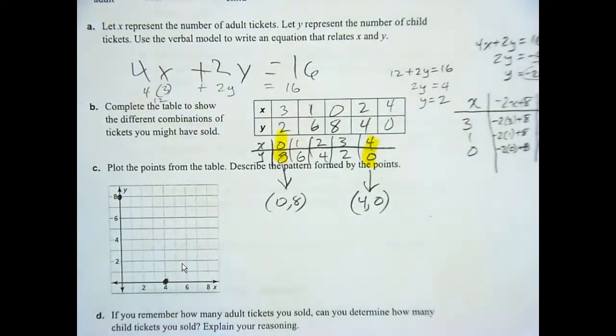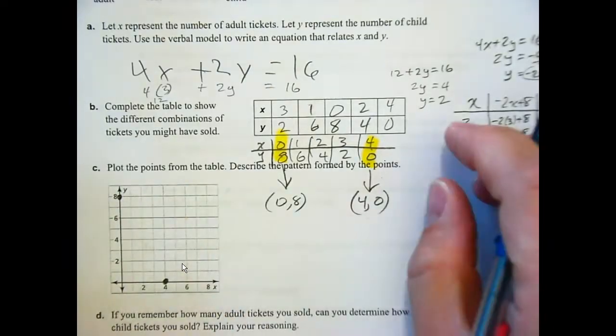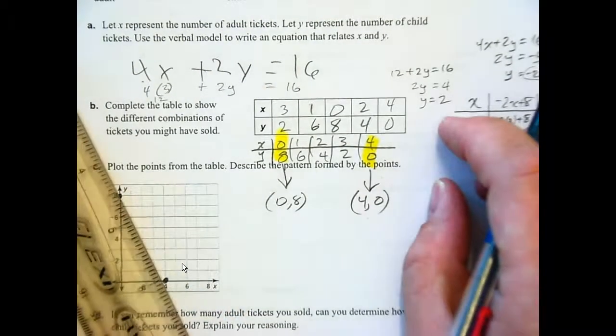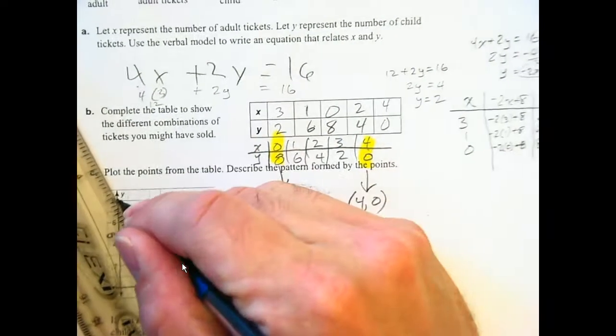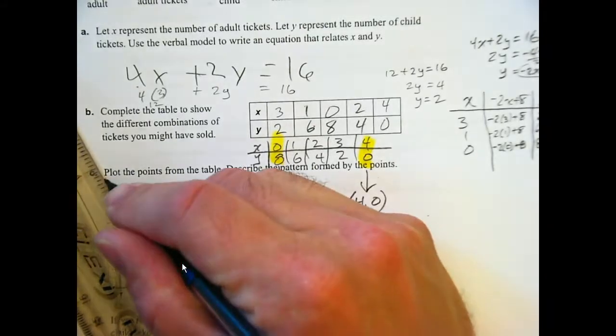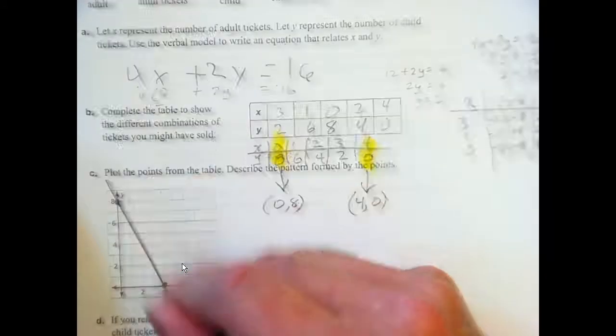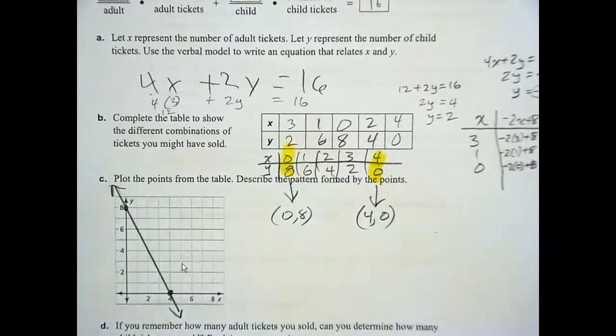Good job, Sarah. Okay, so we have the y-intercept and the x-intercept, and when I draw a line, how many points do you need to make a line? 2 points. 2 points make a line. I draw a line, and kerchow, I got it. That's my line.